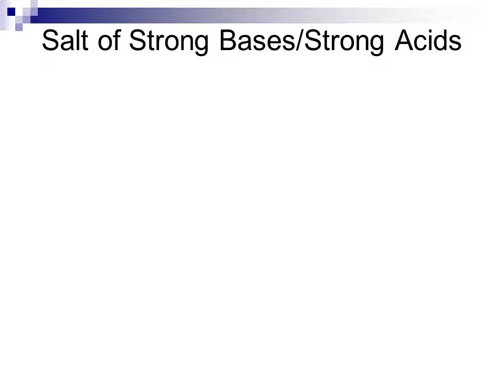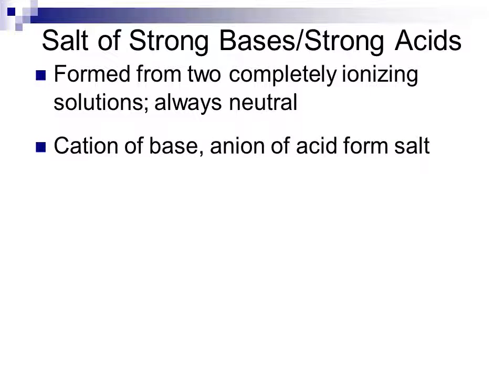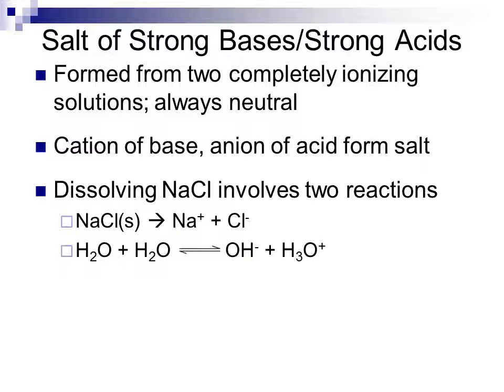Now, a salt of a strong base and a strong acid is formed from two solutions which are completely ionizing and will always be neutral in pH. The cation of a base and the anion of an acid form a salt. If I dissolve a salt of a strong acid and strong base like NaCl, it involves two different reactions. The first reaction is the dissolution, forming Na plus and Cl minus. The second is the autoionization of water.